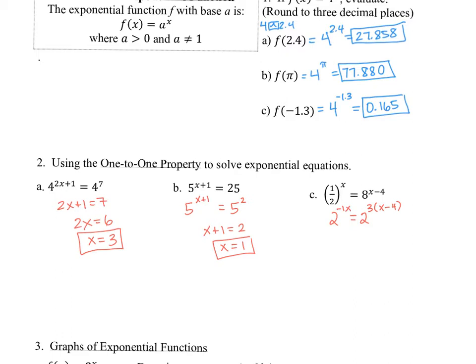You could have also tried to make both of the bases 1/2. That would have been another nice way to do it if you're comfortable with the fractions. According to the one-to-one property, because they have matching bases, they must have matching exponents. So it must mean that negative 1 times x equals 3 times x minus 4.